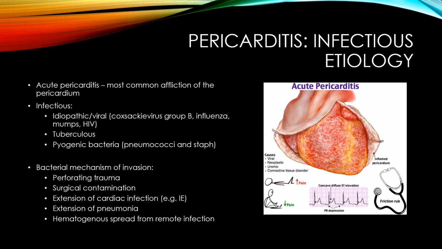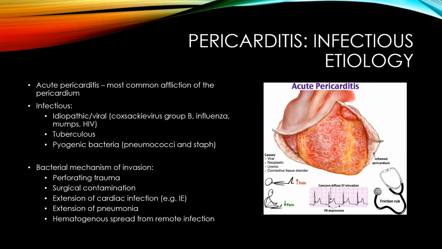TB, or tuberculosis, is another cause. Pyogenic bacteria, pneumococci, and staph can cause pus formation in and around the pericardium. The way bacteria usually invade the pericardium is from some sort of perforating trauma, like a stab wound or a car accident, surgical contamination, or extension of a cardiac infection. For instance, infectious endocarditis can move its way through the myocardium and ultimately seed the pericardium as well, so it can go the full length of all the layers.